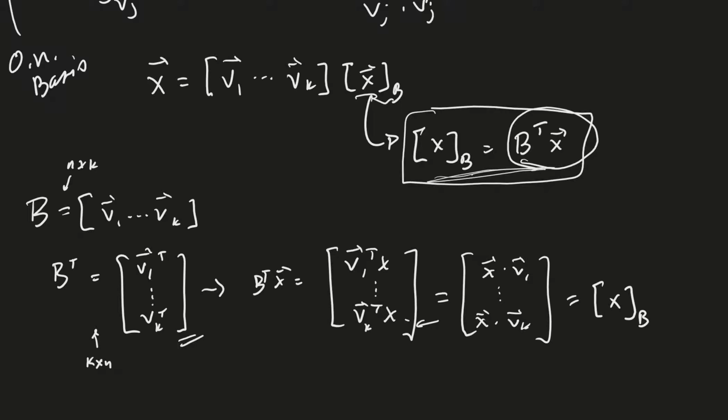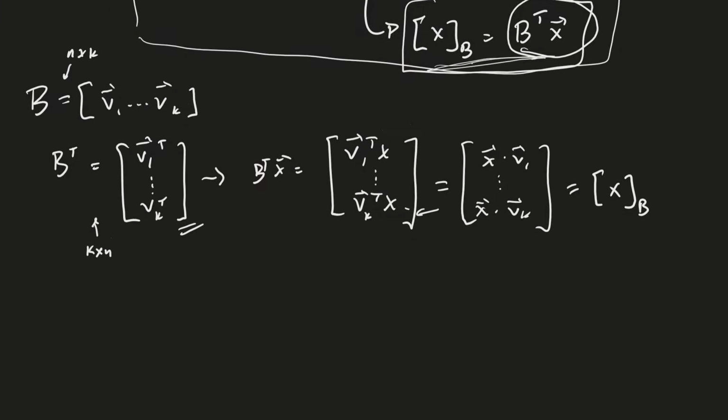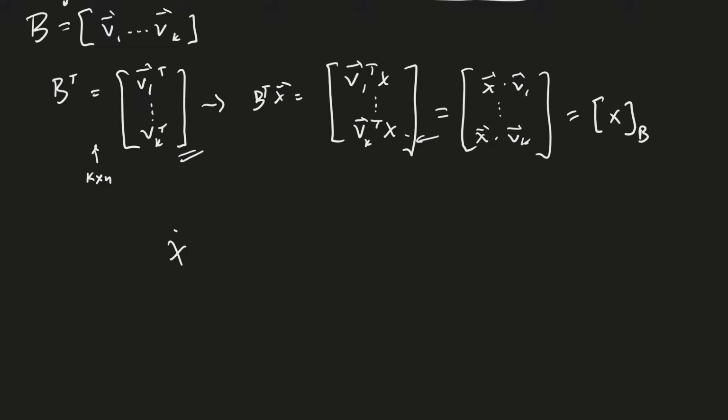So what's interesting to notice here is that this equation now translates to something special. x is equal to B times B transpose times x. So doesn't that mean that BB transpose is the identity? Well, that's an interesting question, because not always is that true. There's going to be some examples in the notes about that.